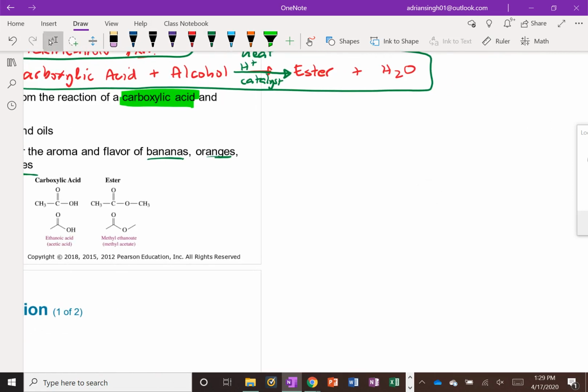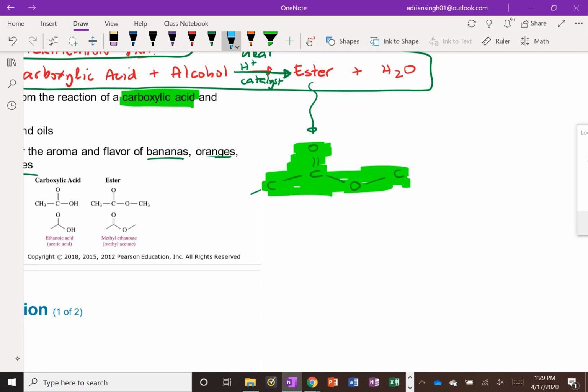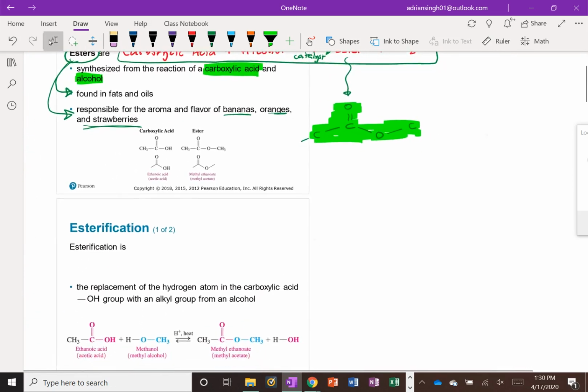So the ester functional group, right, if you remember, looks like this. So there's a C double bond O, there's an O, and then those are surrounded by carbons on either side, right? So it looks similar to a carboxylic acid because it's actually made from a carboxylic acid, but now instead of having an H over here attached to that oxygen, that's replaced by a carbon, right? So that's your ester functional group.